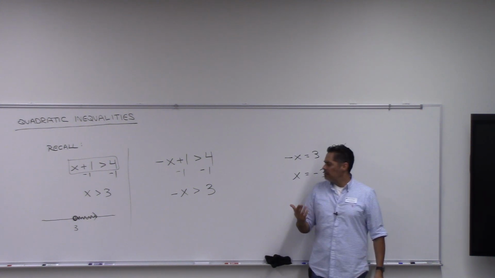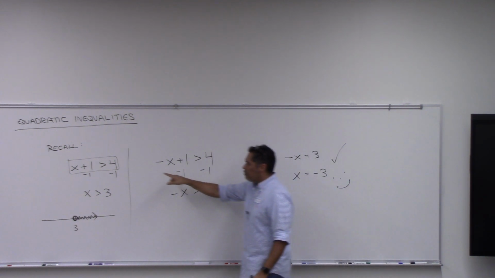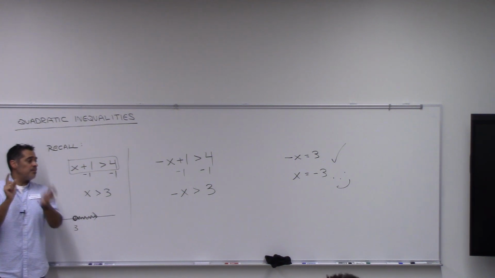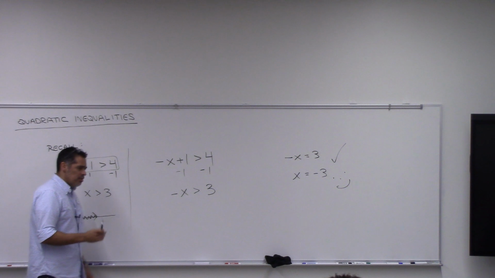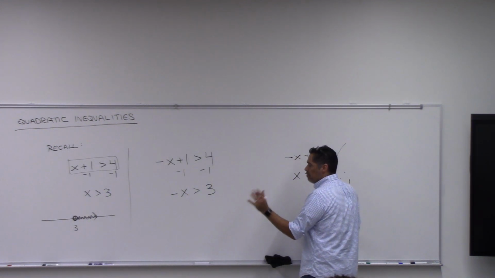Why? Do you all remember that rule? There's a rule that if you have an inequality and you divide or multiply by a negative number, you must flip the sign over. Let's see why. Can I show you why? Okay, let's do it wrong first.